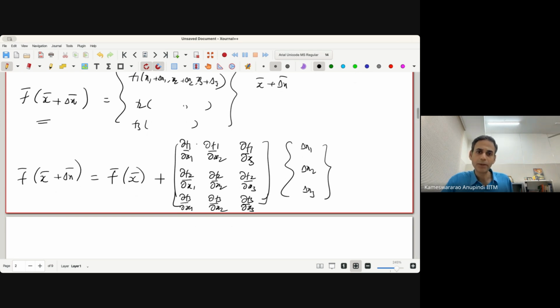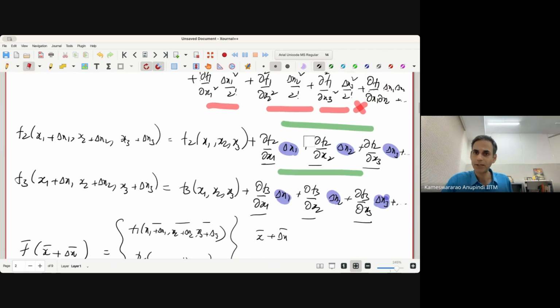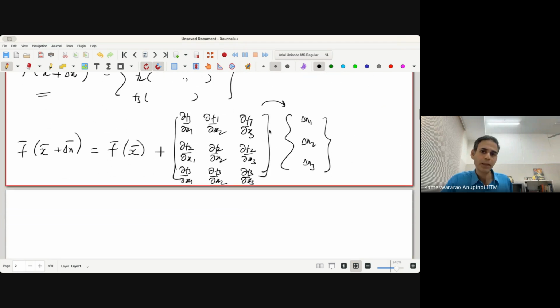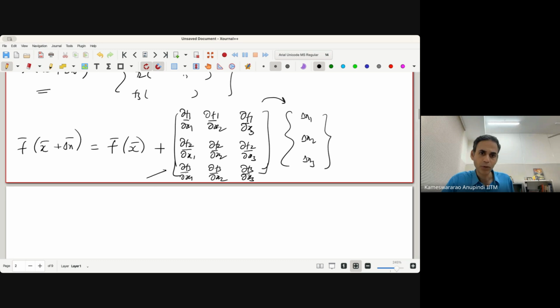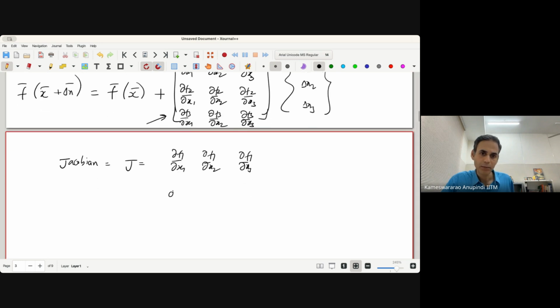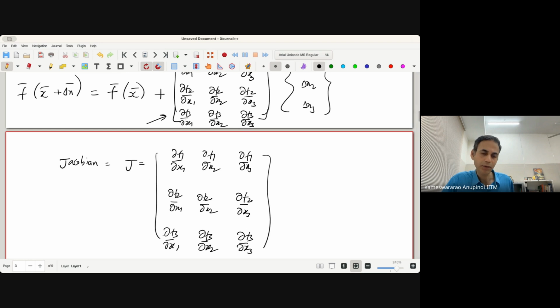So when you multiply this matrix with this vector, we're going to get the same values as I have on the right hand side here. So we all agree. That means I can now write this, if I denote this thing as some Jacobian J, which is partial f1 by partial x1, partial f1 by partial x2, partial f1 by partial x3, and partial f2 by partial x1, f2 by x2, f2 by x3, and then partial f3 by partial x1, f3 by x2, f3 by x3. That is the Jacobian.